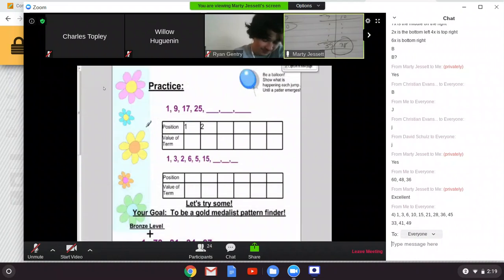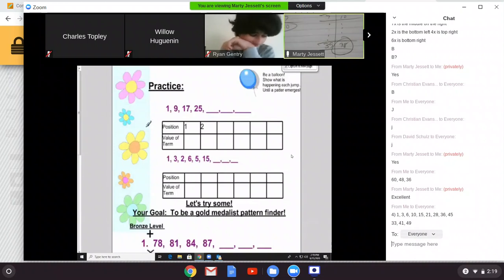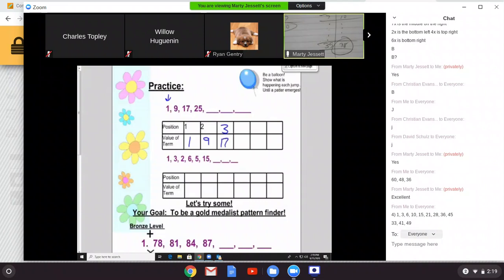Position is, if you think about you're in line for lunch, where are you in that line? Are you first? Are you second? Are you third? Well, think about these numbers as being in line. So position 1 is which number is first in our sequence. So position 1 belongs to number 1. Position 2 is who's second? What number is second in our sequence? And that's 9. So which number is third, or in position 3? That's 17. Then we could say position 4, 5, 6. The fourth number is 25.